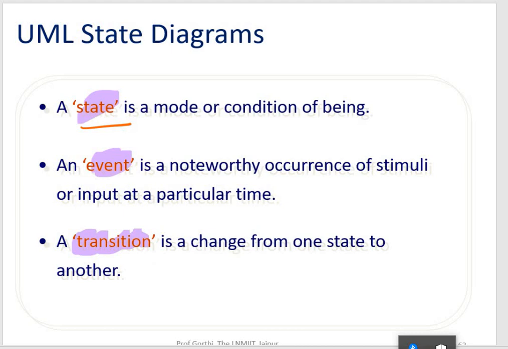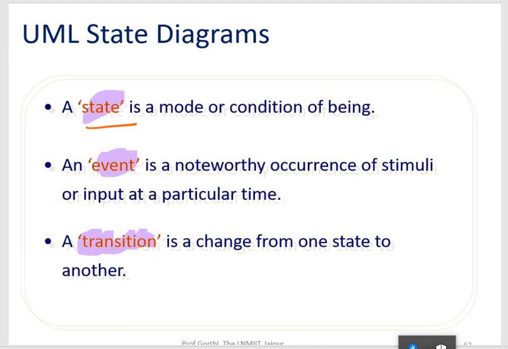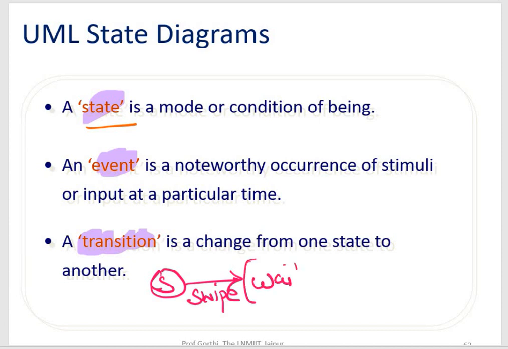A state is a mode or condition of being, an event is a noteworthy occurrence of stimuli or input at a particular time, and a transition is a change from one state to another. Using these three things, we are going to go ahead with the state diagram.